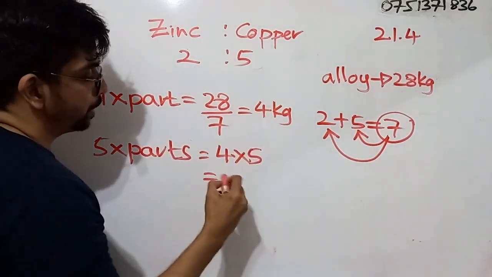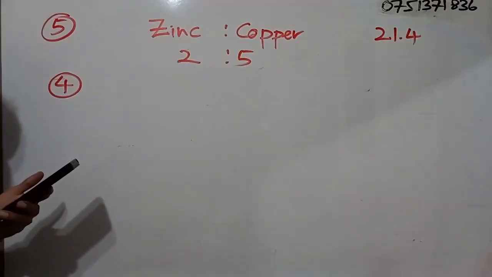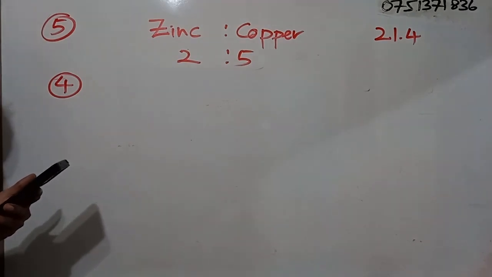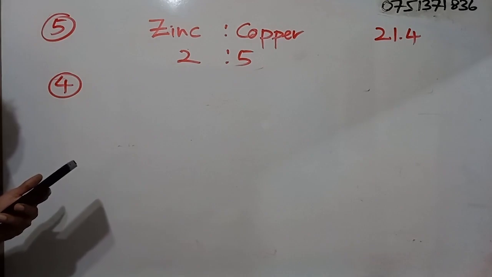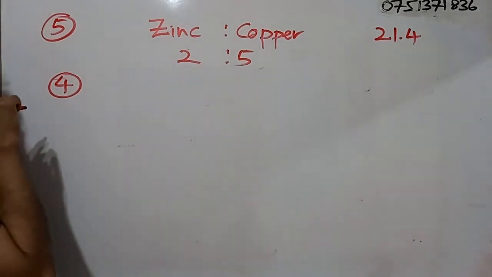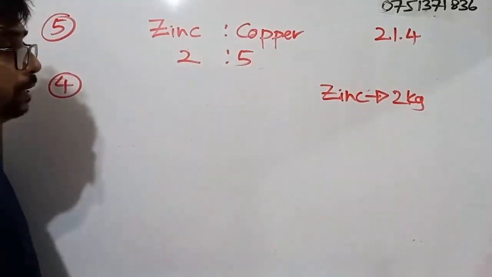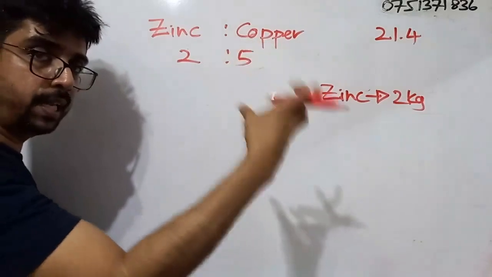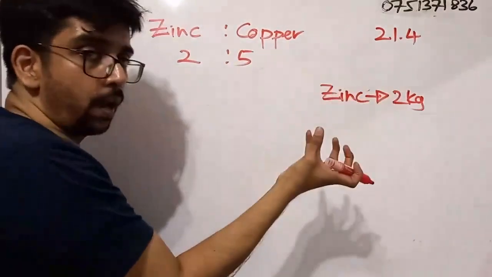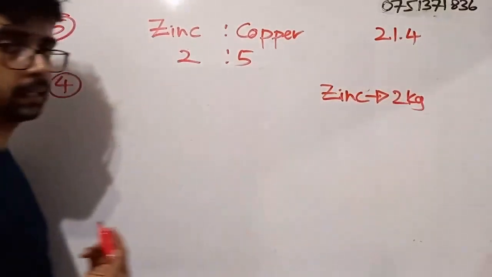4 into 5, which is 20 kilograms. Part 4. If the mass of zinc in a sample of this alloy is 2 kilograms, what is the mass of the sample? Right. So that means the amount of zinc is 2 kilograms. But that is the amount of zinc in this alloy.